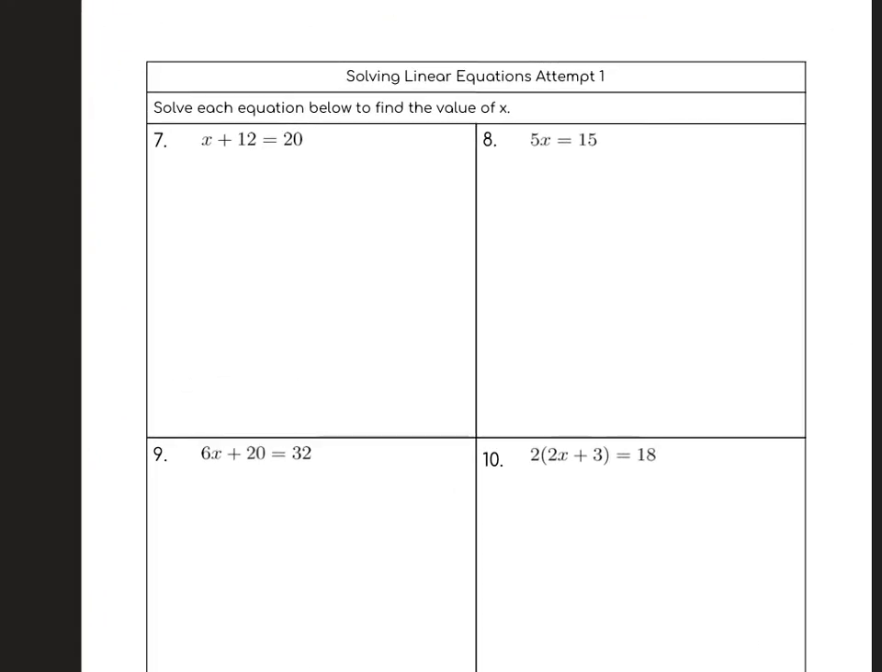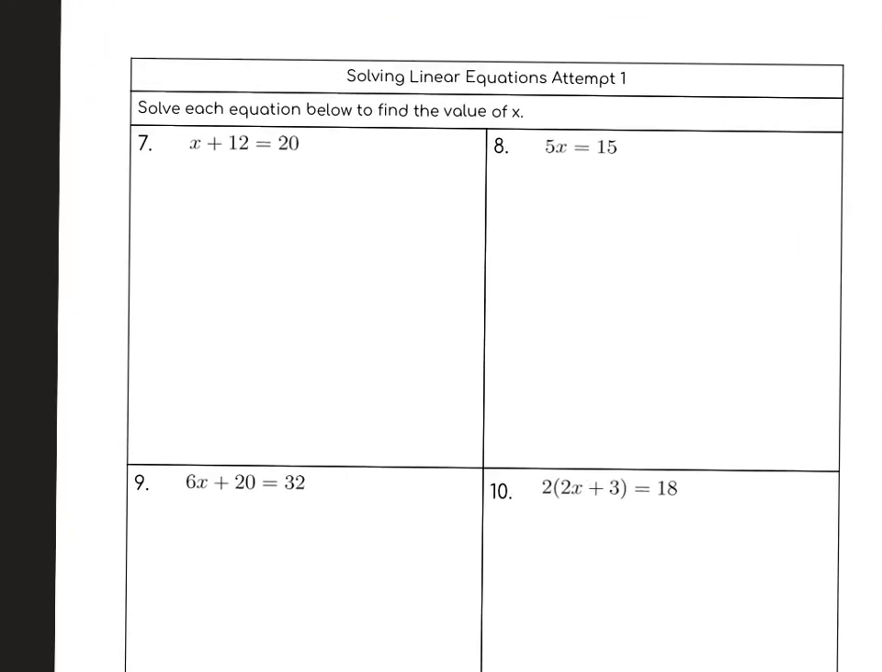Solve each equation. So you have x plus 12 equals 20. That's a plus 12, so I better subtract 12 from both sides. And that's going to get me x equals 20 minus 12 is 8. So 12 minus 12 is 0, 20 minus 12 is 8. Beautiful. This is 5x, that's a multiplication problem right there. Divide both sides by 5. You're going to get x equals 3.